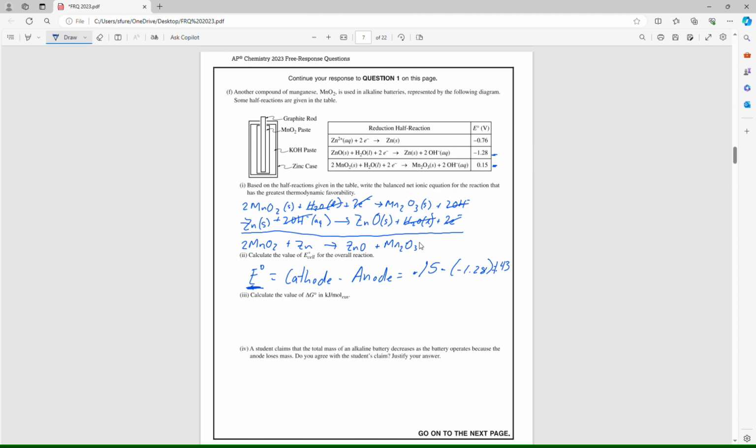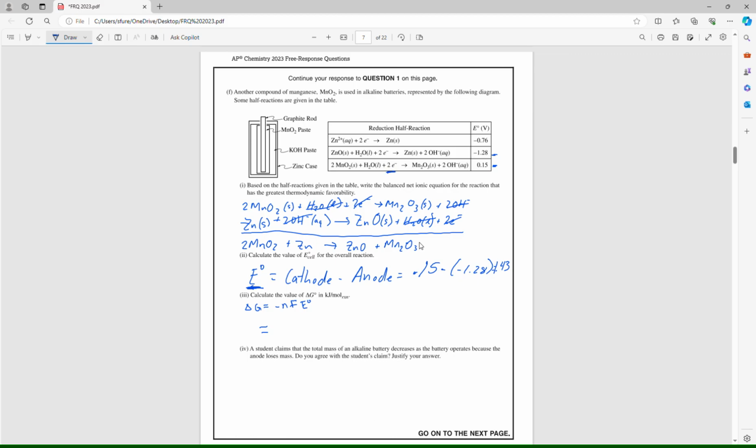And that's the answer. So it's just the products, the reactants and the products. Calculate the value of delta G in kilojoules per mole reaction. So for this equation, we have moles of electrons, we have E naught, so we're gonna use negative n, which is moles of electrons, n F E naught. F is Faraday's constant. n is moles of electrons transferred.